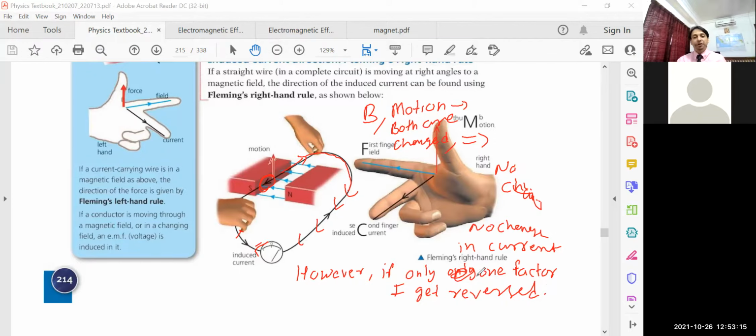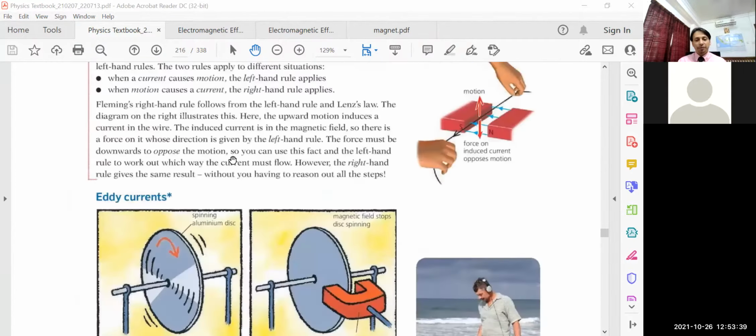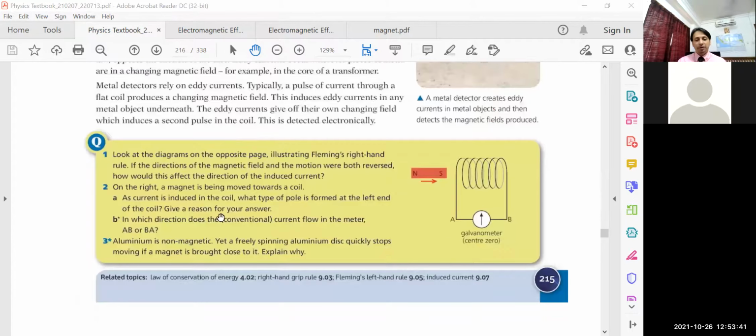The information which I have written here, children, you can check by using Fleming's right hand rule. Both factors change, no change in the direction of current, whatever the direction of current is suggested in the question. If one factor changes, then direction of current will get reversed. Okay, that's the topic, children, that I want to discuss with you today. And question number 2, we can also try.